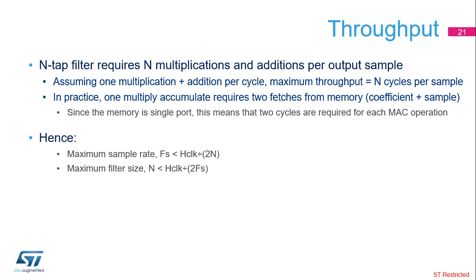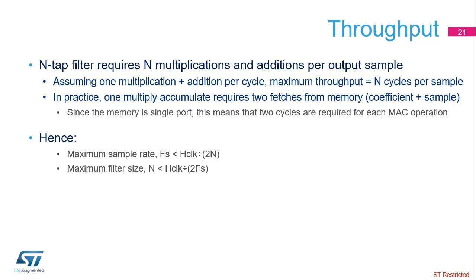An N-tap filter, such as FIR, requires N multiplications and additions per output sample, knowing that each MAC requires two memory reads, thus two clock cycles. As a consequence, the maximum sample rate is HCLK divided by 2 times N. N must be lower than HCLK frequency divided by 2 times the maximum sample rate frequency.